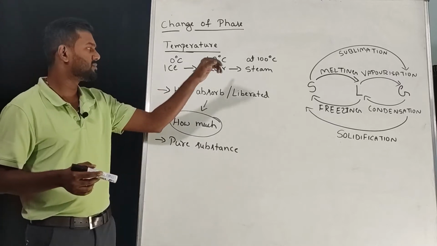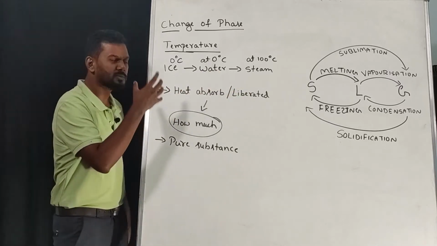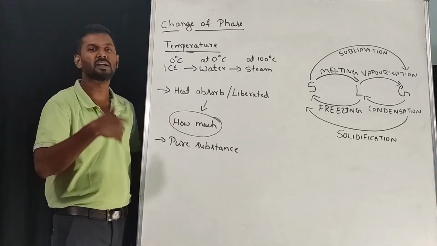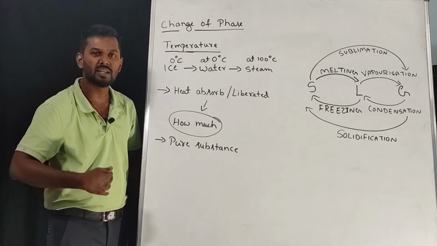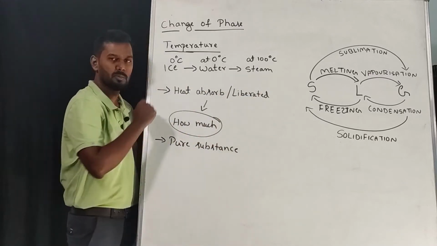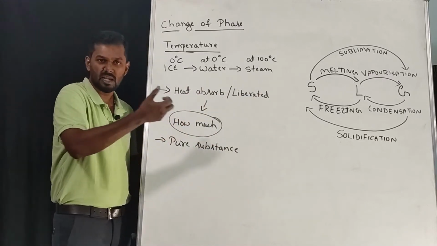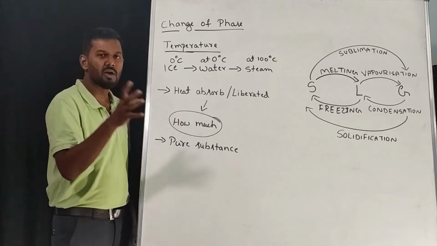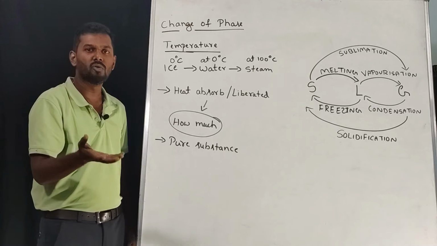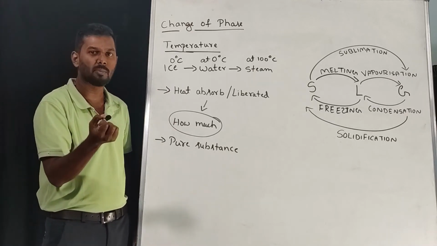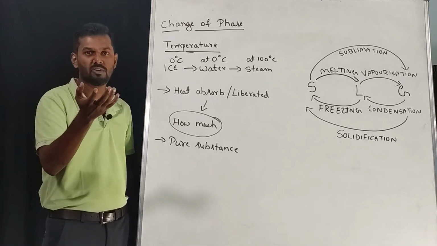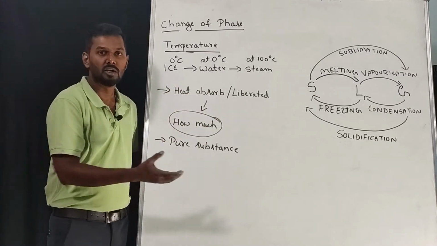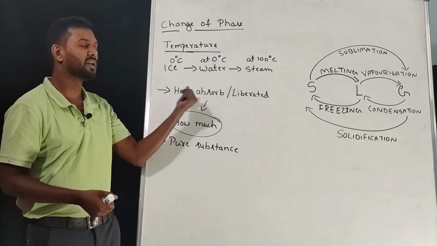Next, heat absorbed or liberated. When will the object absorb it, and when will it liberate? Liberate means rejected or given out. Heat coming out is nothing but liberated. Taking heat energy inside is nothing but absorbing heat energy. Listen, you take an ice. If you increase the temperature of ice, what happens? We are supplying heat energy, so it absorbs heat energy and it melts. So when the temperature rises, it absorbs heat energy.